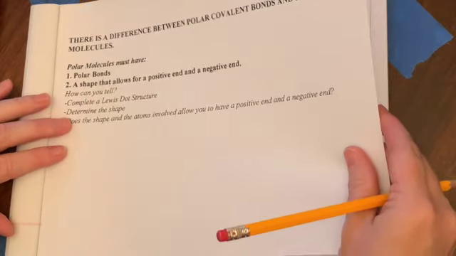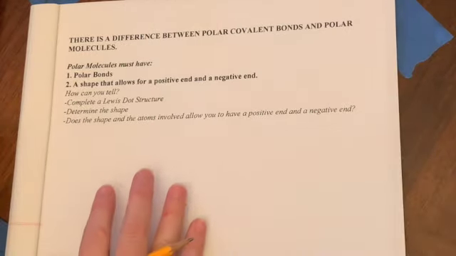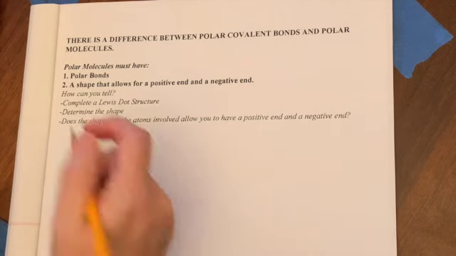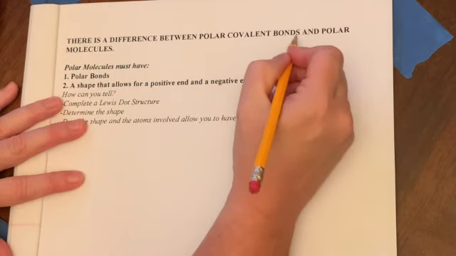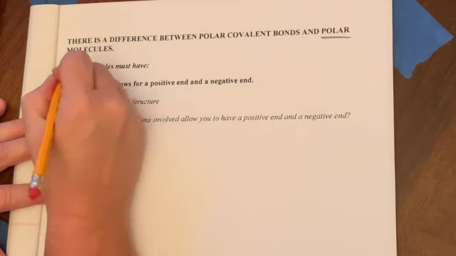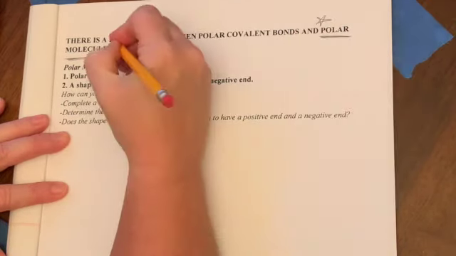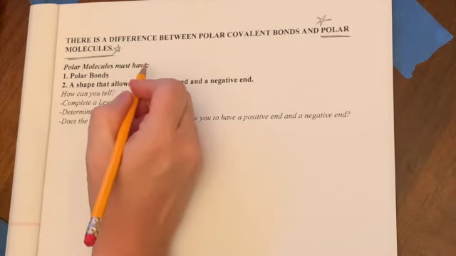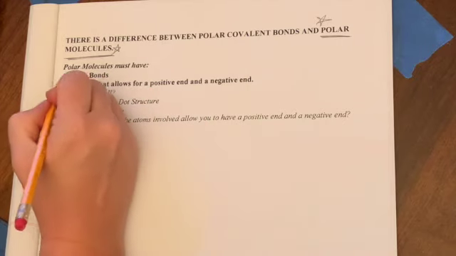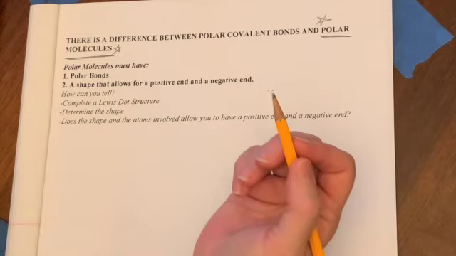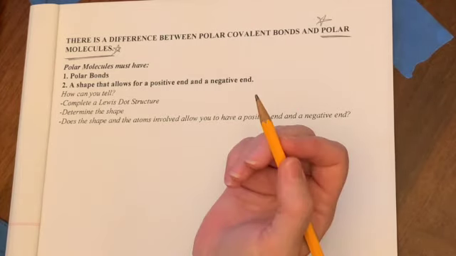So we know we have polar bonds, but how does that help us? Well, it helps us in determining whether or not you have a polar molecule. There is a difference between a polar covalent bond, which we just talked about, which happens all the time, and polar molecules. We're really interested in being able to determine if something is a polar molecule. A polar molecule must have the following. It must have polar bonds. So something like chlorine gas, any of your diatomic molecules, they don't have any polar bonds. They can't be polar molecules.